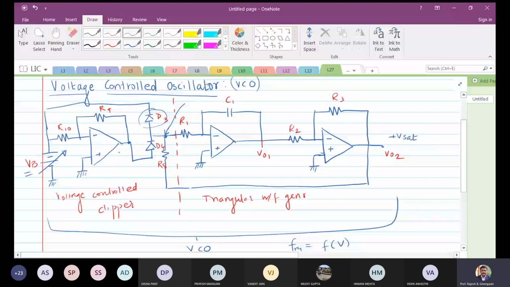Yes, sir. And yesterday we have seen, what have we seen yesterday? Depending on the peak voltage available here, we were having something like the capacitor getting charged, rather charged linearly. This was the peak voltage.